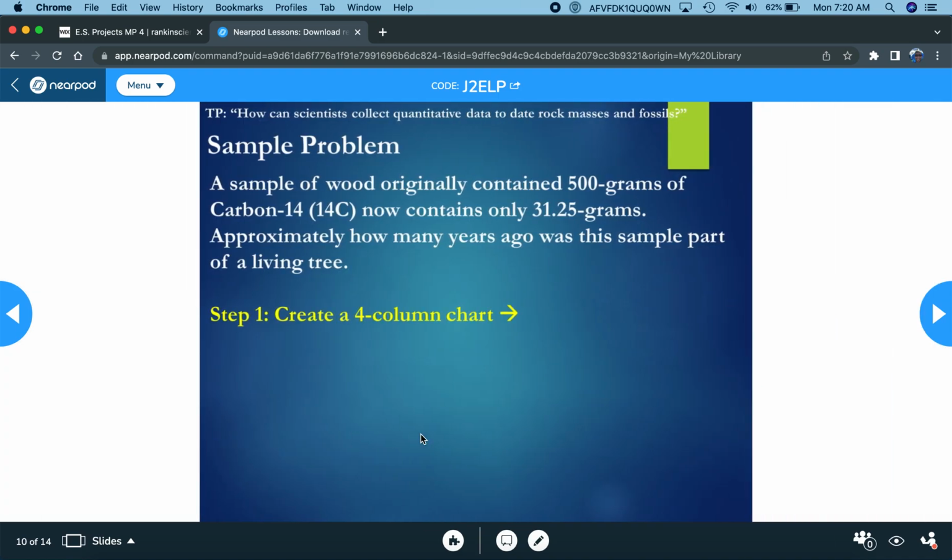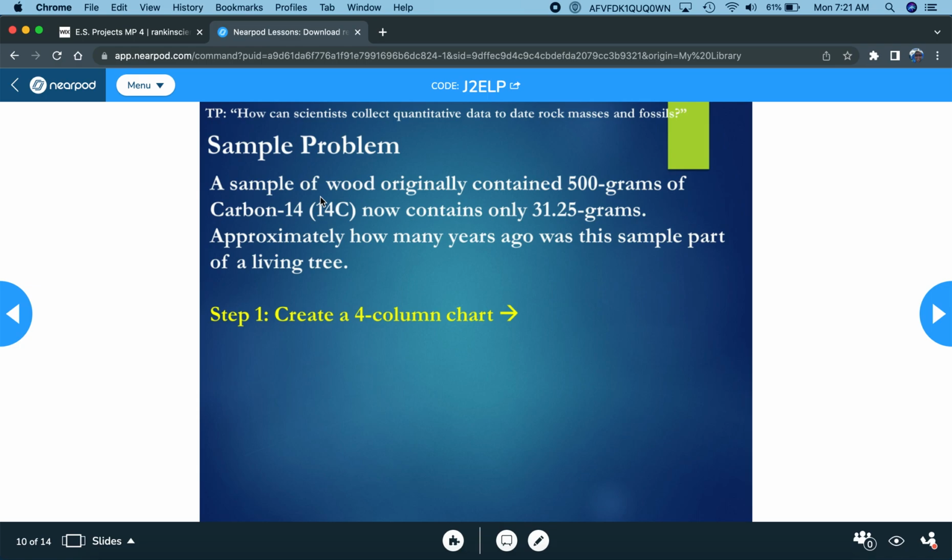All right, here we go. Sample problem. A sample of wood originally contained 500 grams of carbon-14, 14C. I should really have made this a superscript, because usually the mass is located on top, but that's okay. It now contains only 31.25 grams. Approximately how many years ago was this sample part of a living tree? Step 1, create a 4-column chart.